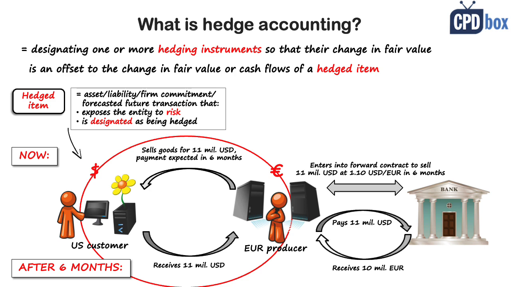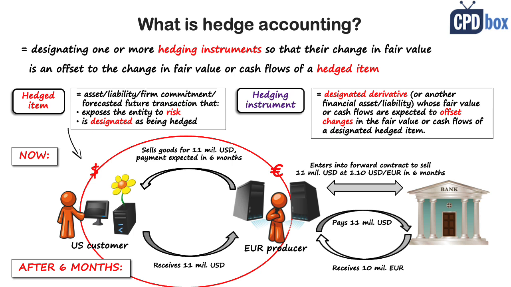The second item is the hedging instrument, and this is a derivative or maybe some other instrument that offsets the risk on the hedged item. Well, that means that if we have a loss on the hedged item, then we will have a gain on the hedging instrument or the other way around. In our illustration, the hedging instrument is a foreign currency forward contract.